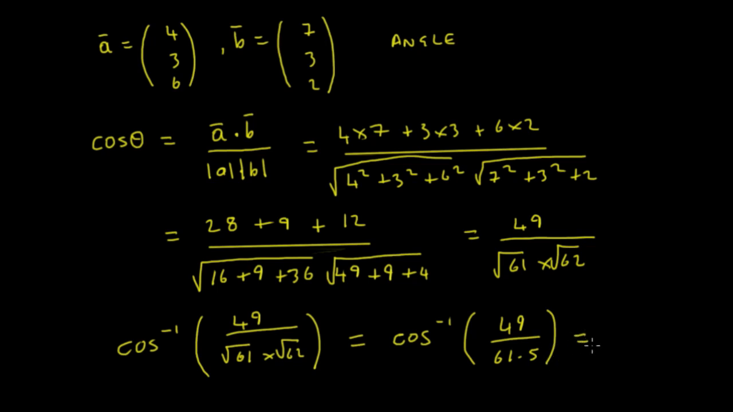So that is equal to an angle of, so put it into your calculator and check it, shift cos, 49 divided by 61.5, an angle of 37.2 degrees. So let's look at another example.